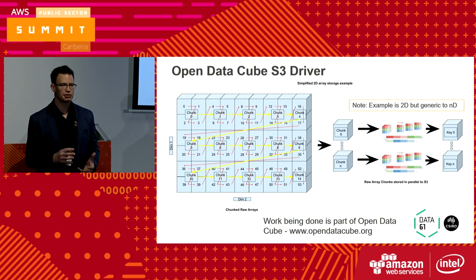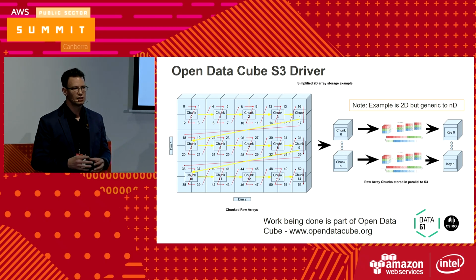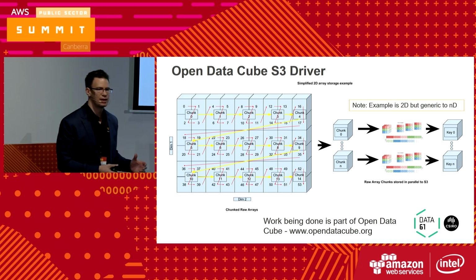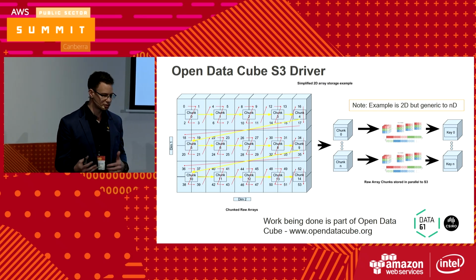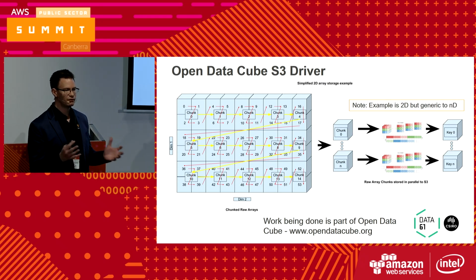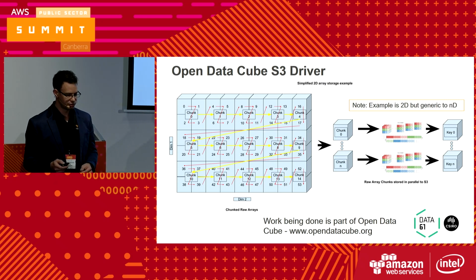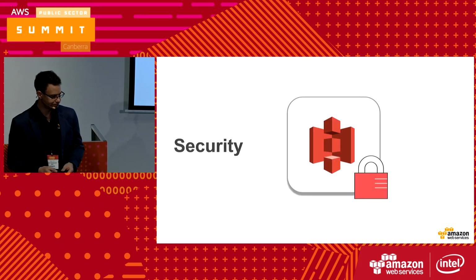So what this enables researchers and scientists to do is to access large data sets in multidimensional arrays as if they were stored in memory. So this is sort of showing the power of S3. So you'd have that massive scalability and performance and durability behind the scenes, but you're able to access these really large geospatial and Earth observation data sets.